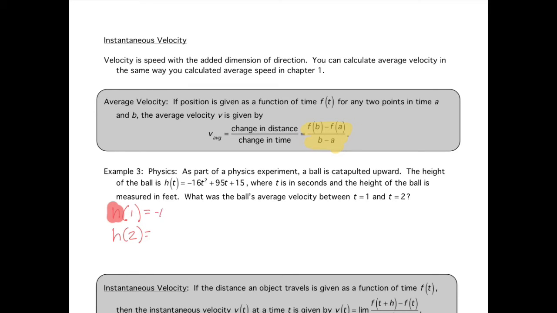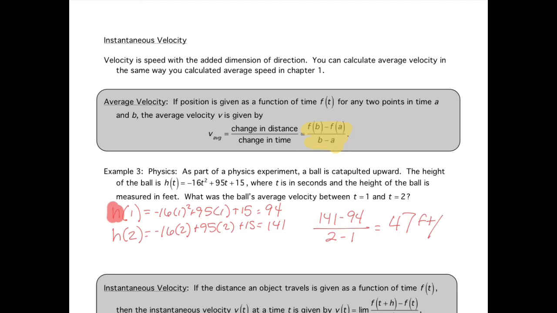So I'm going to plug 1 in, and that winds up being, let me see, I think 94. And then I'm going to plug 2 in, and that winds up being 141. And then I'm going to apply the formula above. So change in y, 141 minus 94 over 2 minus 1, which winds up being 47. My y value is measured in feet, and my x value is measured in seconds, so it is 47 feet per second. And that is my average velocity.